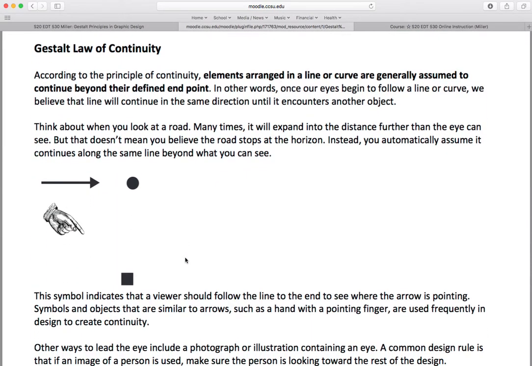Continuity is kind of related to the previous one in that, again, our brain is constantly trying to make connections. So if it sees something that suggests a continuation, your brain will automatically try to make that continuation. So you see an arrow pointing in a direction, your brain will automatically continue that line over to whatever's being pointed at. This hand up here with the finger pointing down immediately draws your eye down towards this information. So pay attention to this.